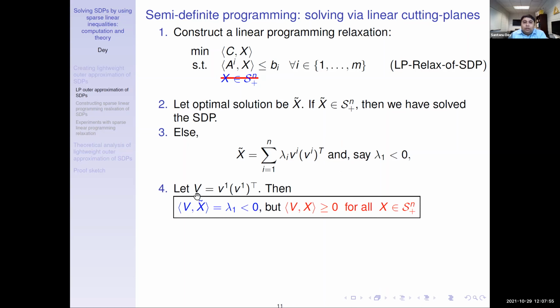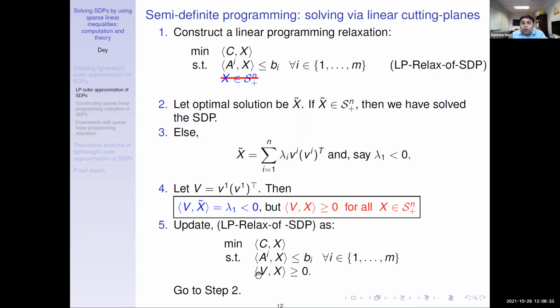So what you do, you take your matrix V, which is the outer product of this eigenvector corresponding to the negative eigenvalue, and it's easy to see that V times X inner product with any matrix which is in this cone is non-negative because this itself is a rank 1 PSD matrix. But in fact, with this X tilde, because of the way things work out, this is exactly equal to this eigenvalue, which is negative. And so this gives us a separating hyperplane.